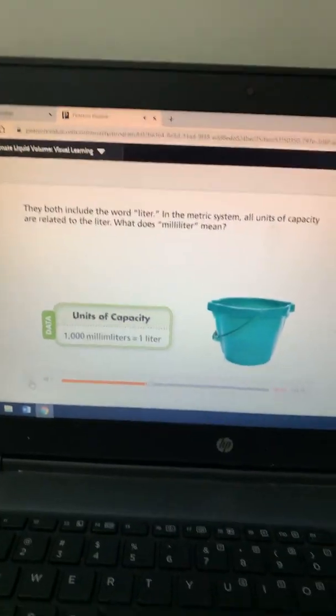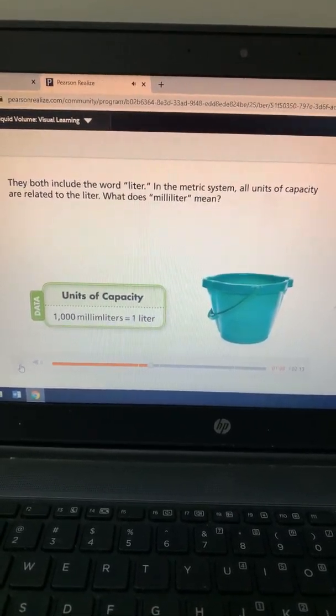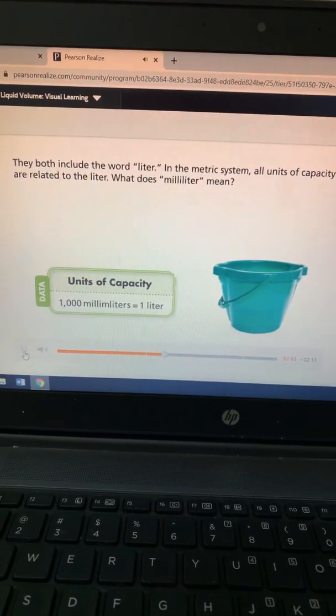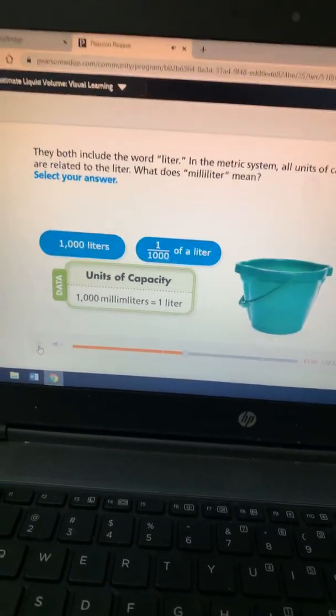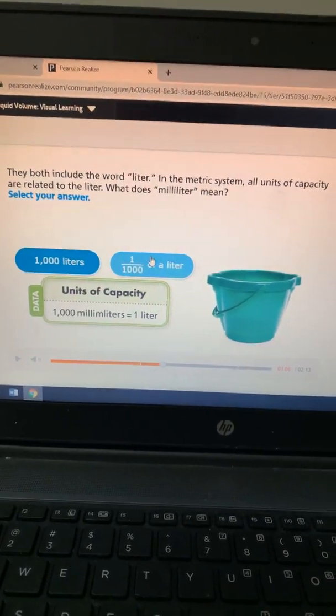They both include the word liter. In the metric system, all units of capacity are related to the liter. What does milliliter mean? Select your answer. Does milliliter mean 1,000 liters or 1,000ths of a liter?